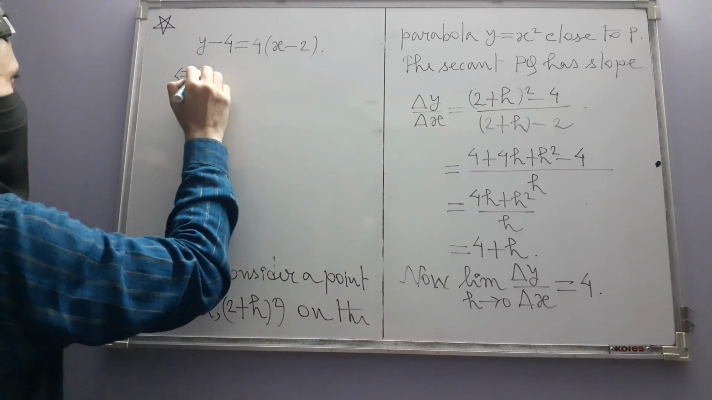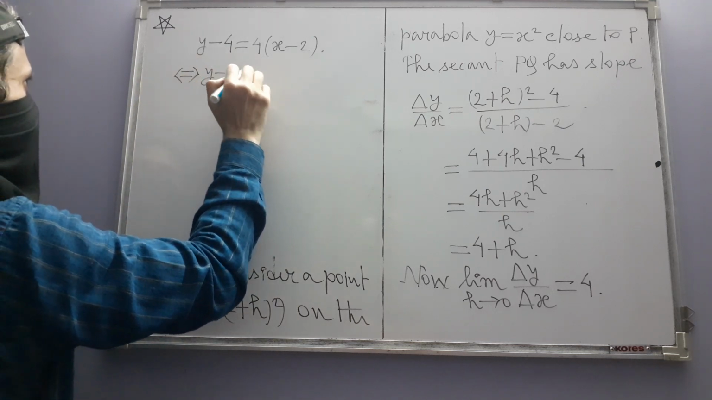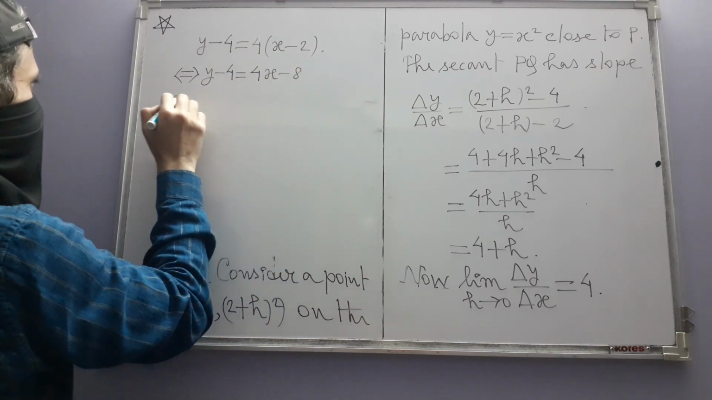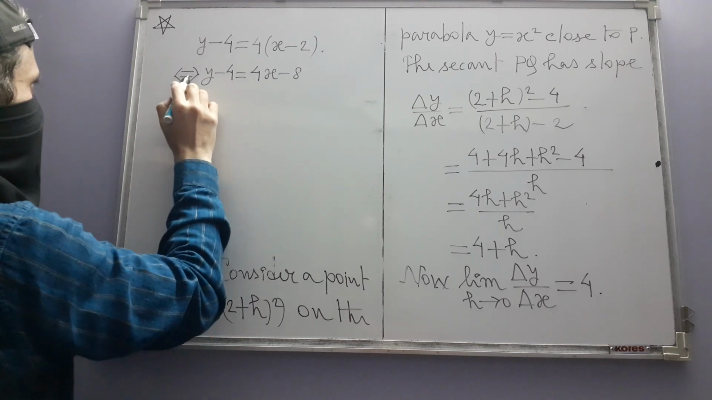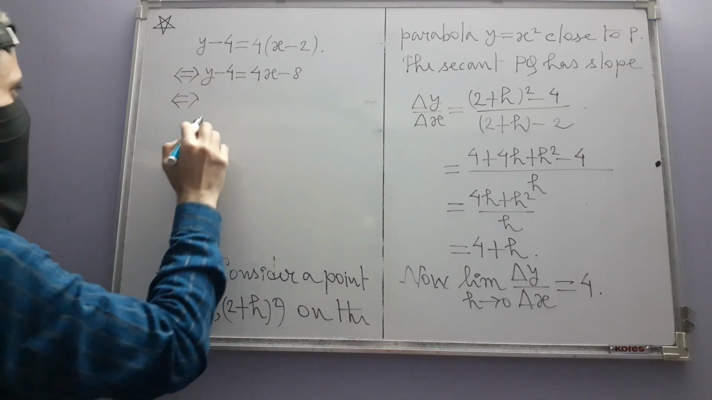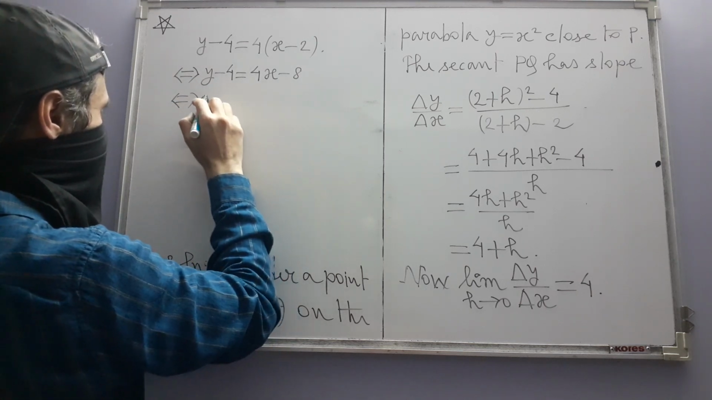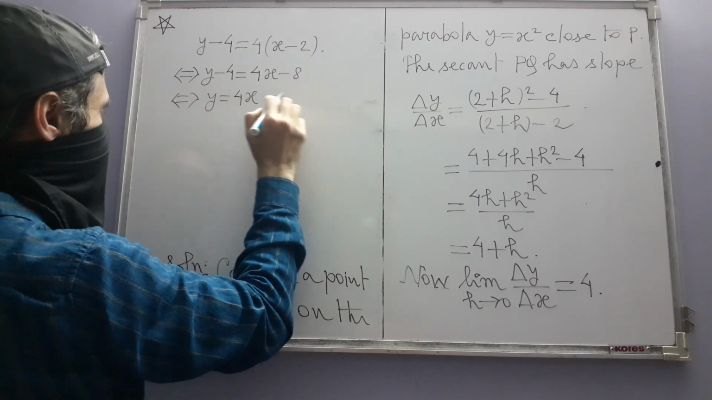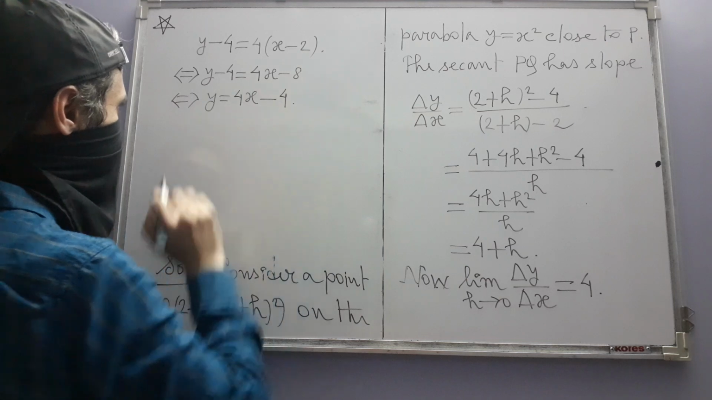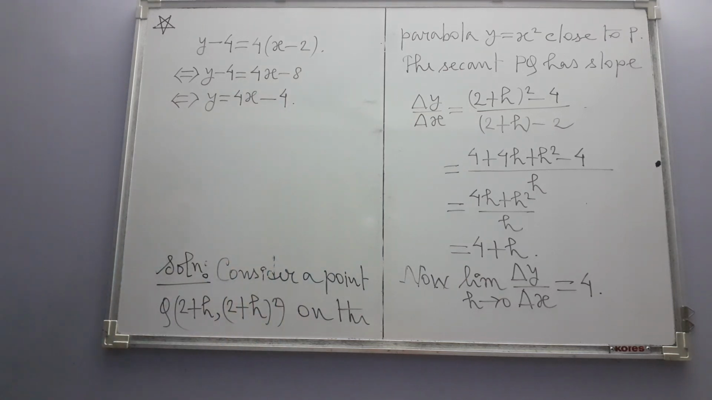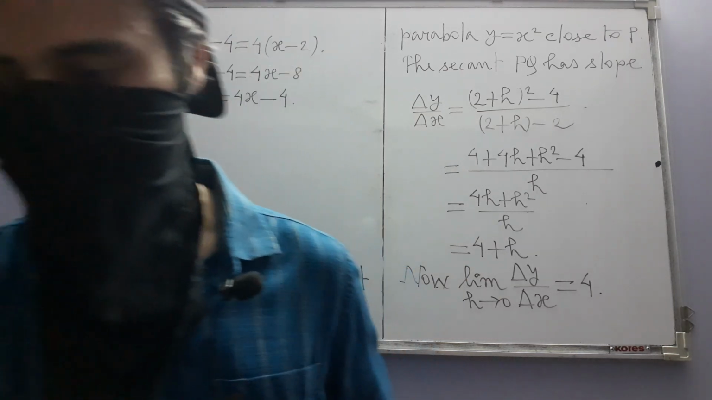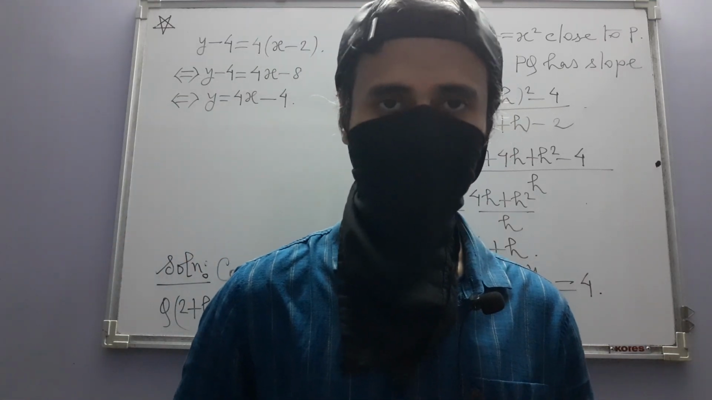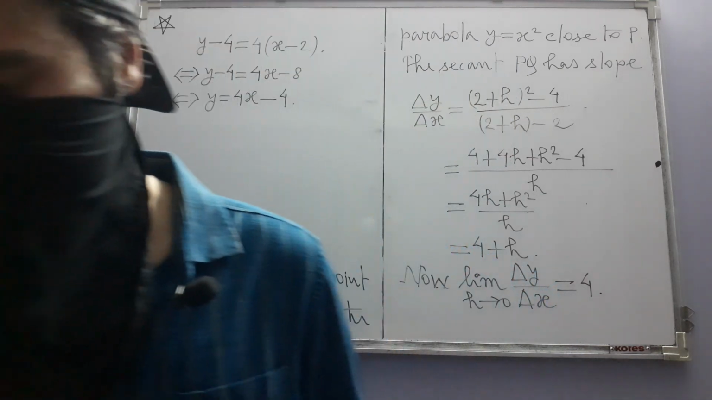So this reduces to 4x minus 8, or I am using if and only if, that is double implication, because these are equivalent equations. 4x plus 4 minus 8 gives us minus 4. So that is the equation of the tangent to the parabola at that point.